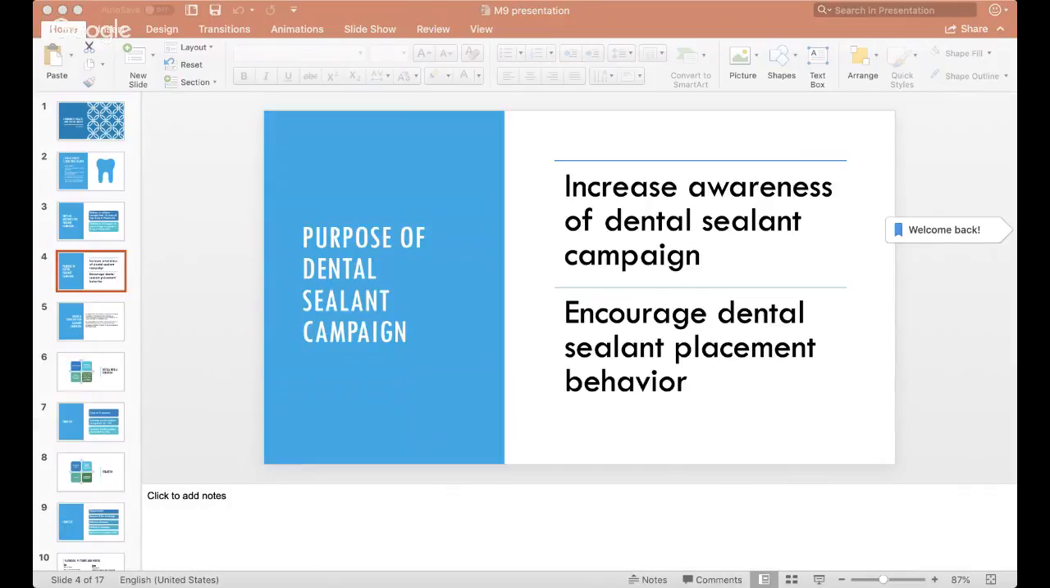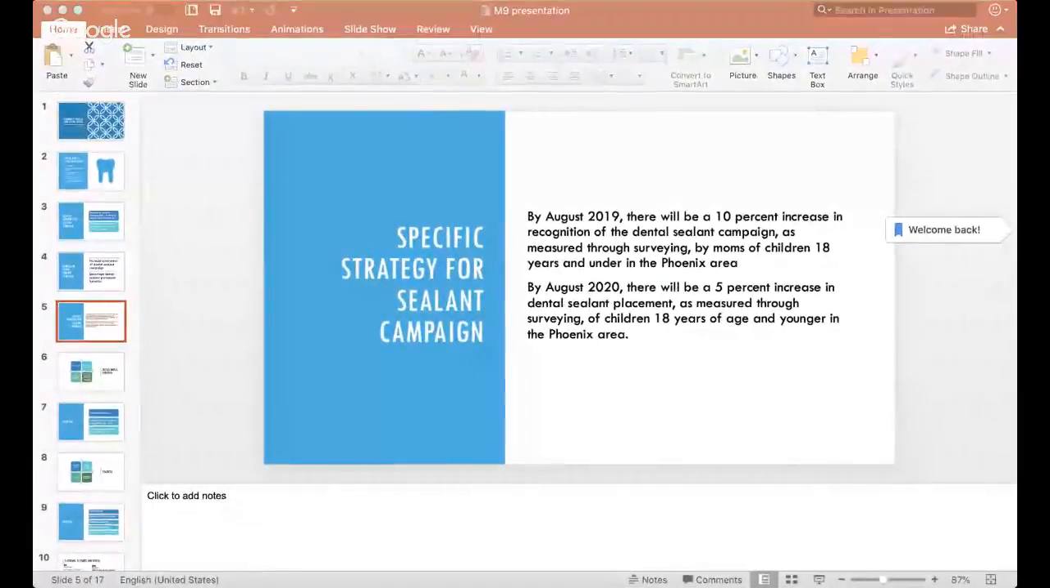And another purpose of the sealant program is to encourage dental sealant behavior. So it's not just about the awareness and educating populations about the benefits of dental sealants, but it's also encouraging the placement of the dental sealants and understanding the benefits of it in a tangible way where people actually bring about change.